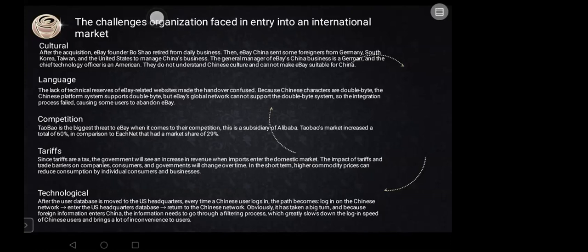Then technological challenges as well. As you can see, it's explained here. Data may move to the US, and every time a Chinese user logs in, they log into the Chinese network, then enter the US headquarters database, and then go back to China. All these technological problems also cause problems. So these are the challenges faced by eBay.